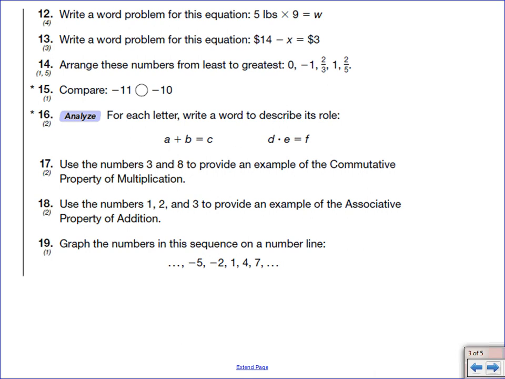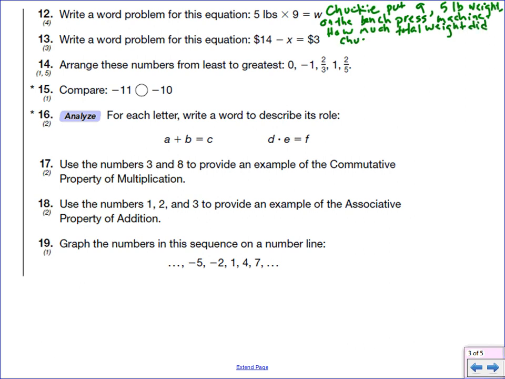Write a word problem for this equation. So you could say, Chucky put 9 5-pound weights on the bench press machine. How much total weight did Chucky lift?